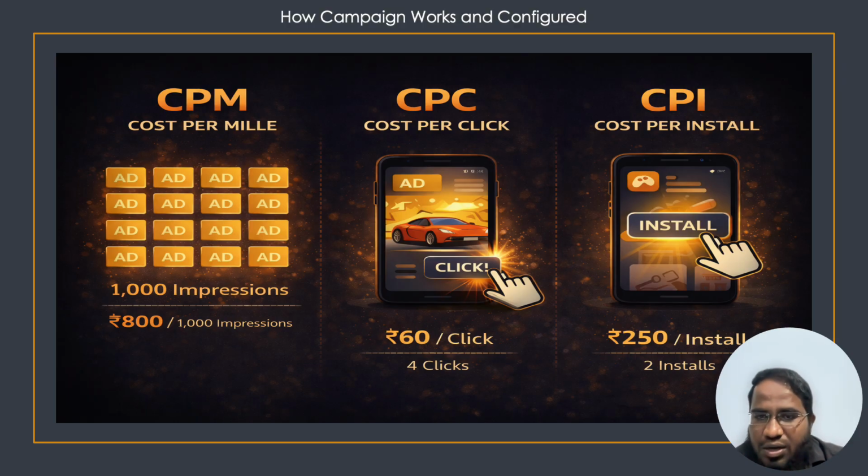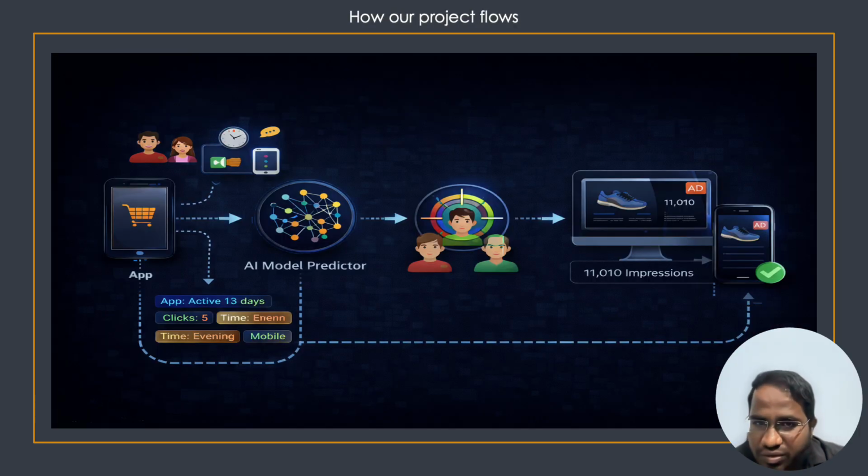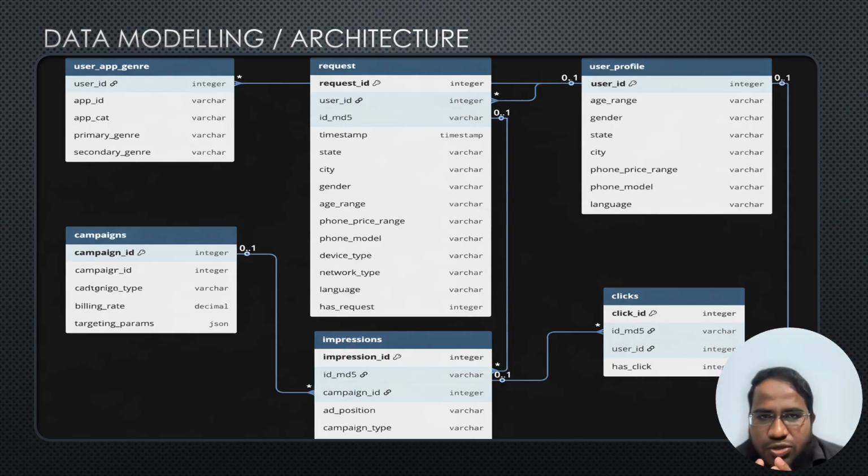Okay, we have to understand whether the campaign is configured based on CPM, CPC, or CPI. Whatever the model we are using here, it is based on CPC prediction. Even our project flows like this: a user will open an app, and based on the requirement, the AI will predict the exact user and show the ad to that exact user.